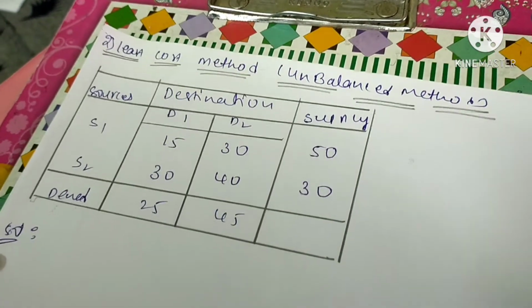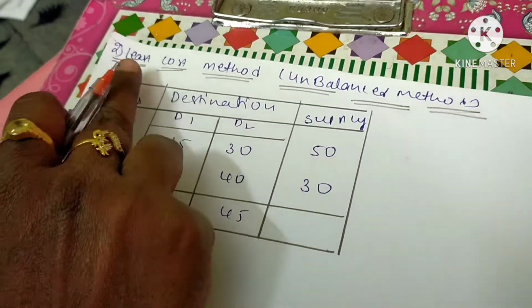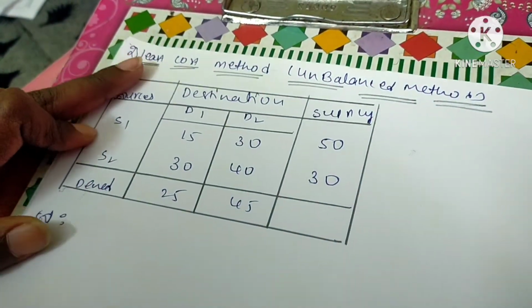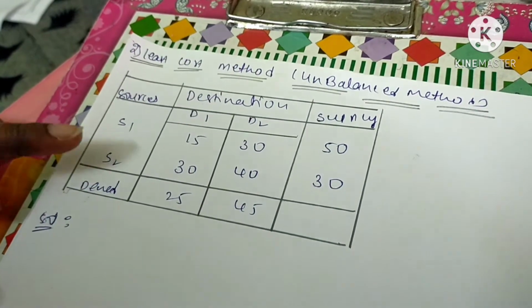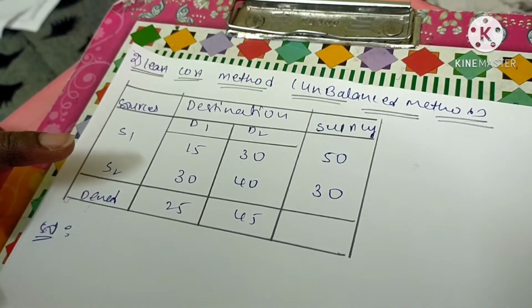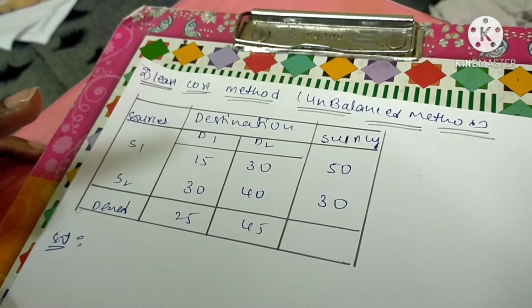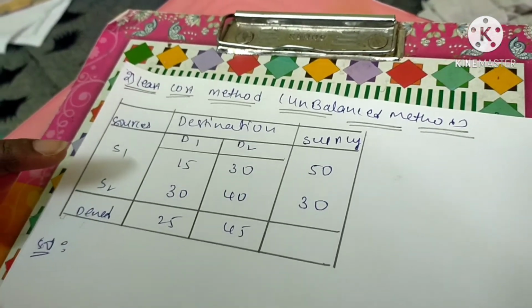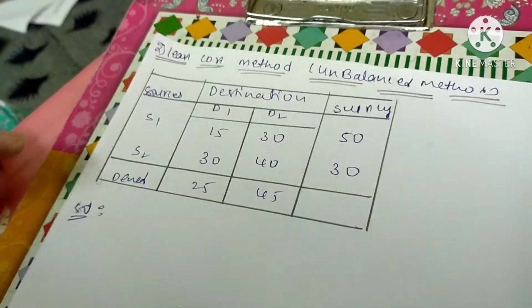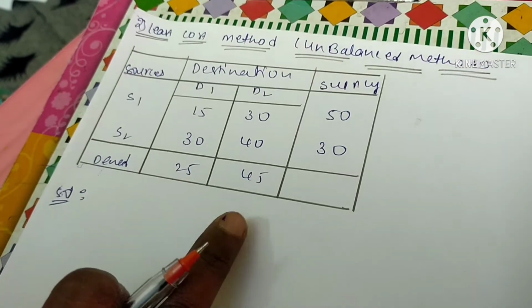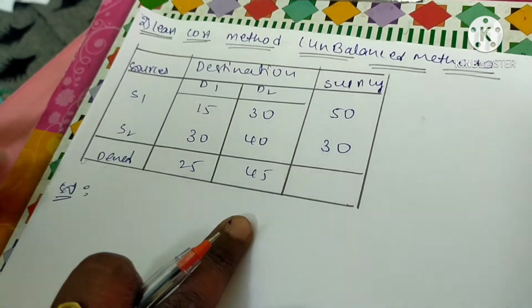Hi everyone, in this video I am going to explain the least cost method with an unbalanced problem. Before starting this method, check whether it is balanced or unbalanced. We can apply the least cost method only to a balanced transportation problem. For unbalanced we can't apply it. If it is unbalanced, you have to convert it into balanced. First check whether it is balanced or unbalanced.